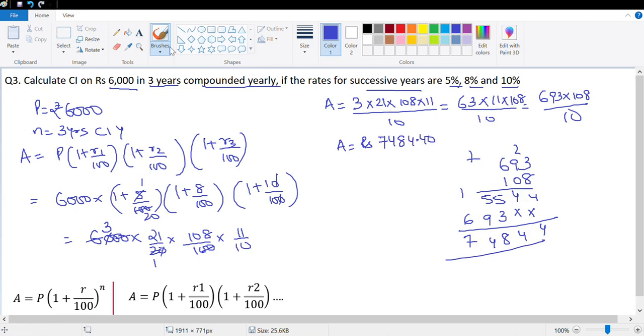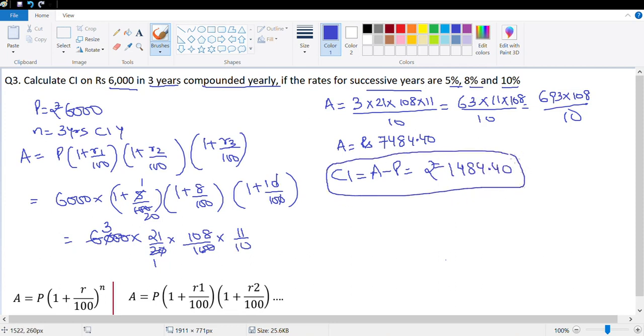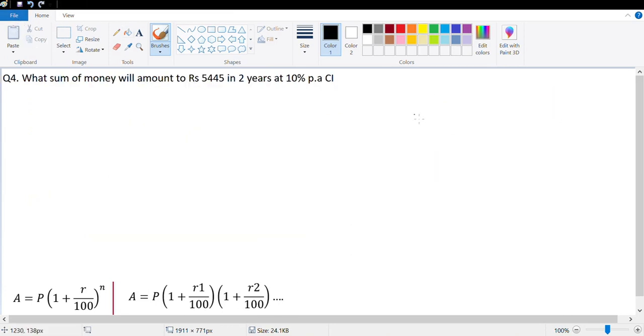7484.40. Since this is money, I write it with two decimal places. So that's the amount, which means compound interest will be equal to amount minus principal. That's 7484.40 minus 6,000, which is rupees 1484.40. Nothing in this question as long as you remember a formula and you do some complicated long multiplication and division. Right, let's look at the next one.